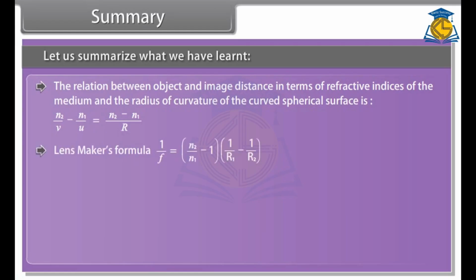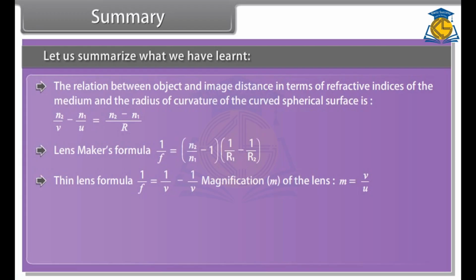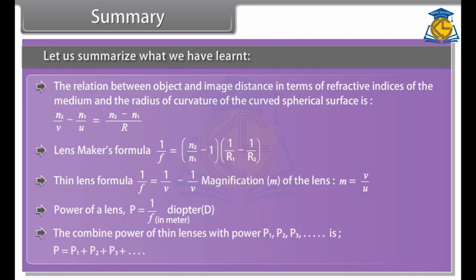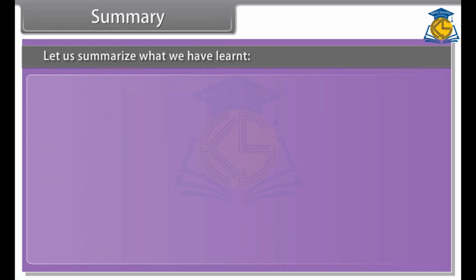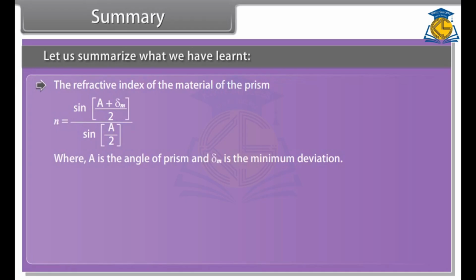Lens maker's formula is this. Thin lens formula is this. Magnification m of the lens, m is equal to V upon U. Power of a lens, P is equal to 1 upon F in meters, unit diopter D. The combined power of thin lenses with powers P1, P2, P3 is P is equal to P1 plus P2 plus P3 and so on.